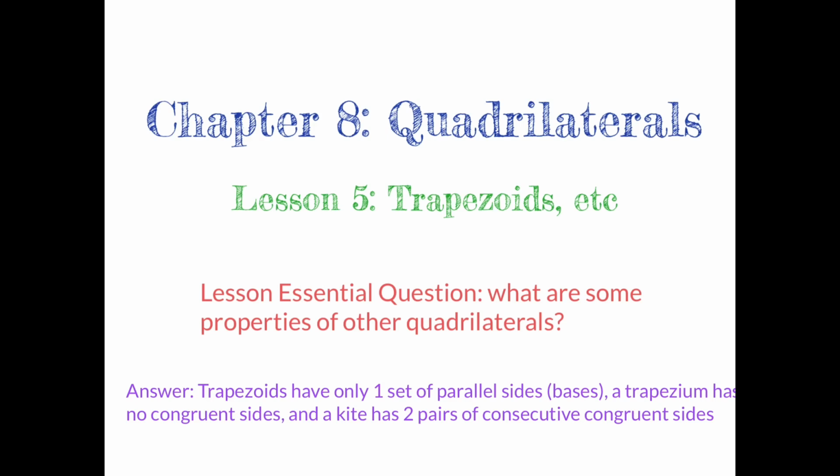So this concludes the video for lesson 5 on trapezoids, etc. What are some properties of other quadrilaterals? This video focused mainly on trapezoids, which have only one set of parallel sides, and we call them the bases. The trapezium has no congruent sides, and you'll get the definition of trapezium in the other short video that focuses on kites, but there's also some mention of the trapezium in there. And some more information about the kite is that a kite has 2 pairs of consecutive congruent sides. Again, that will be discussed in the next video. But this kind of explains some properties of other quadrilaterals, as the lesson essential question asks for.